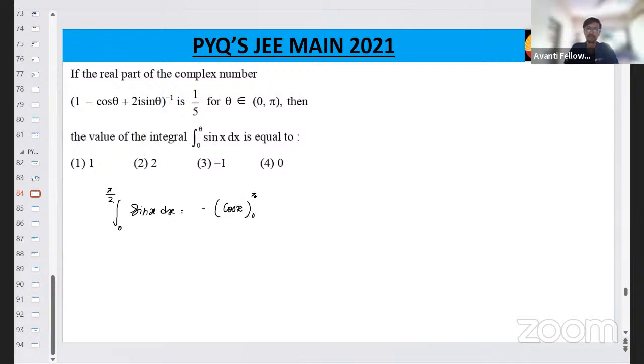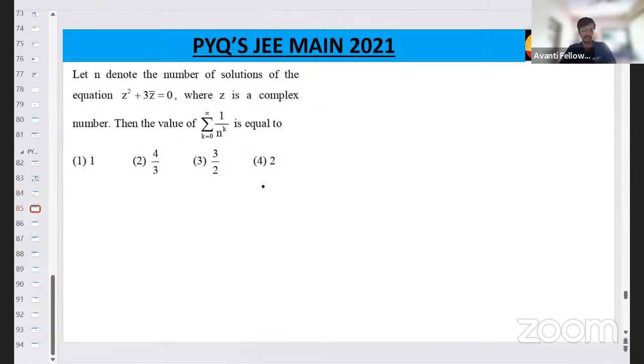Now the upper limit and lower limit, I hope you have learned in physics. So minus of cos pi by 2 minus cos 0. Cos pi by 2 is 0, cos 0 is 1. So minus of minus 1 is plus 1. So option number first. I hope it is clear. Let's see the next one.